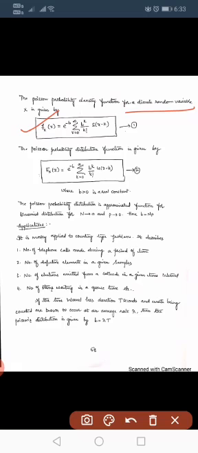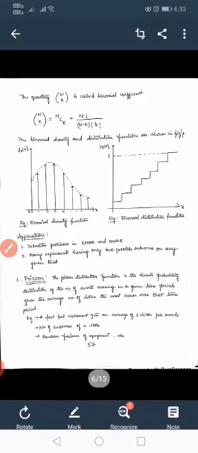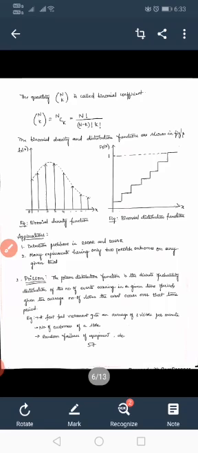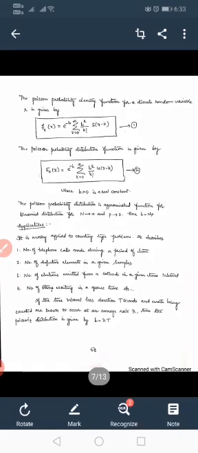How many customers are visiting the store. Or another example related to communications is random failures of an experiment. That means how many times equipment fails.